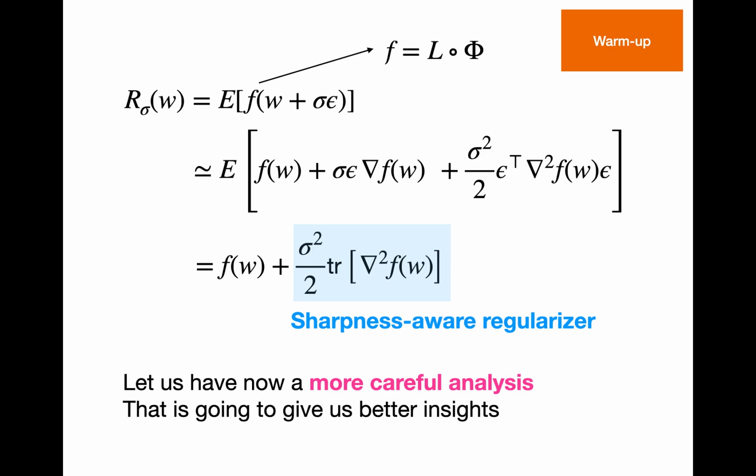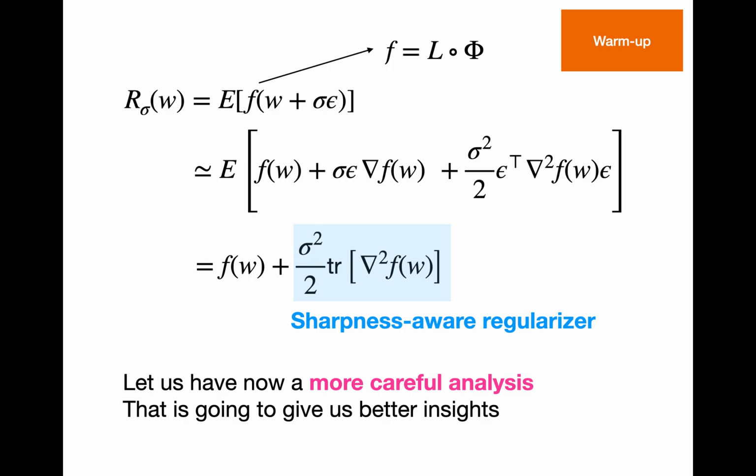Let's have a warm-up and understand a little bit more what's going on. So the loss function joint between the criterion and the model we call f. When expanding f with a Taylor expansion, and of course this is an approximation, you can simplify the term because the Gaussian noise makes it very easy to perform simplifications.